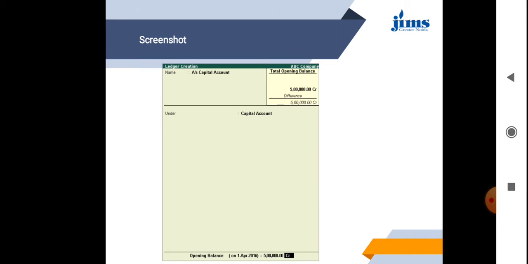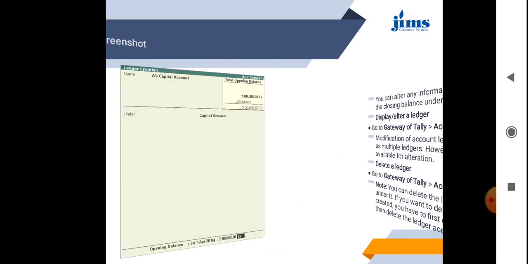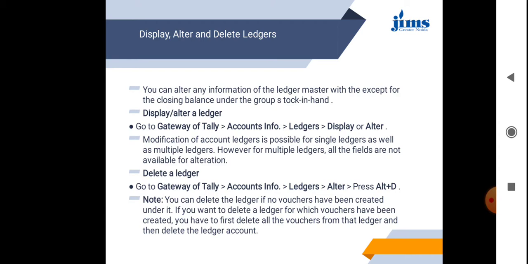If you click on no, then the ledger will not be created. So we need to choose the option yes, so that the ledger creation is done. So this is how a ledger is created. We go to the Gateway of Tally.